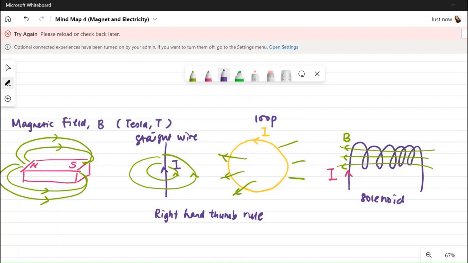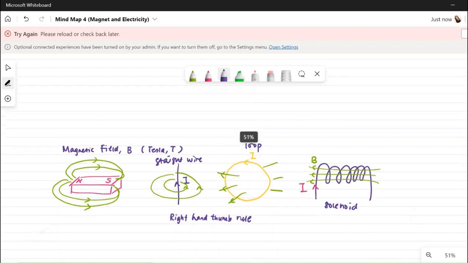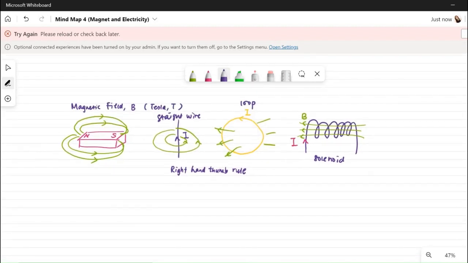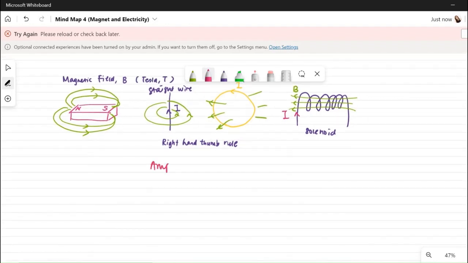Okay, so no matter whether it is a bar magnet or a straight wire or a loop carrying the current of I, or a solenoid carrying the current of I, of course the wire must carry the current, all of these can produce the magnetic field. Right? So how can we calculate the magnitude of the magnetic field? We can use a law called Ampere's law to derive the expression of the magnetic field.